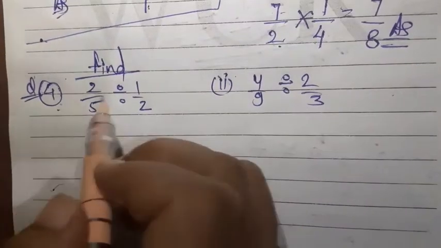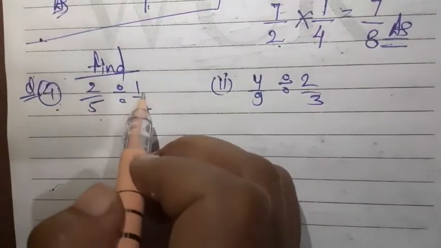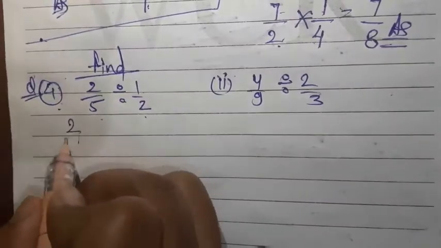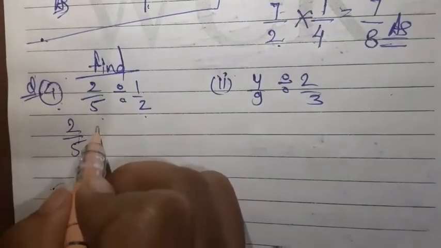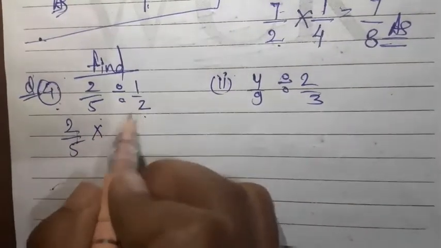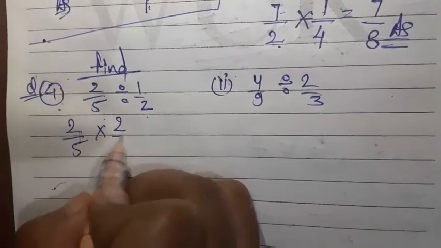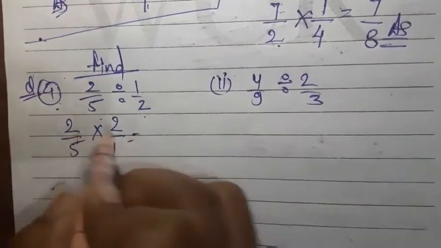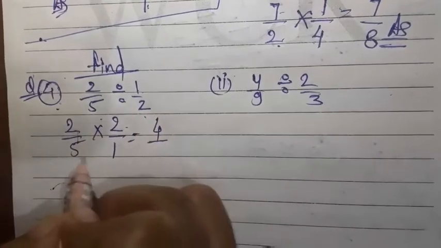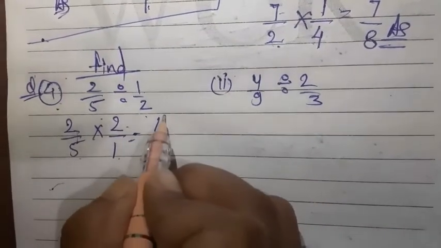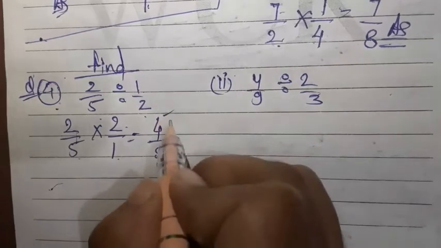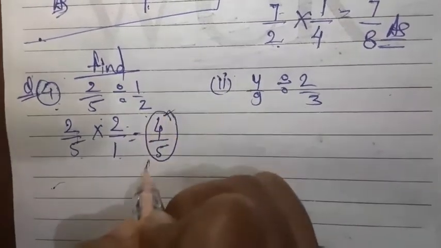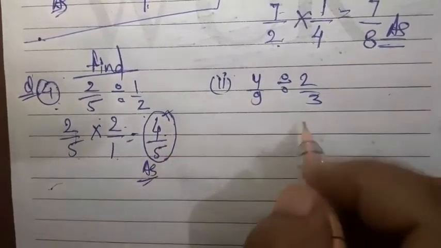Now question number 4 is 2 by 5 divided by 1 by 2. So here I write 2 by 5, change the sign, and the reciprocal of 1 by 2 is 2 by 1. So here 2 times 2 is 4 and 5 times 1 is 5. And here the numerator is small, then this is the answer. We can't divide 4 by 5.